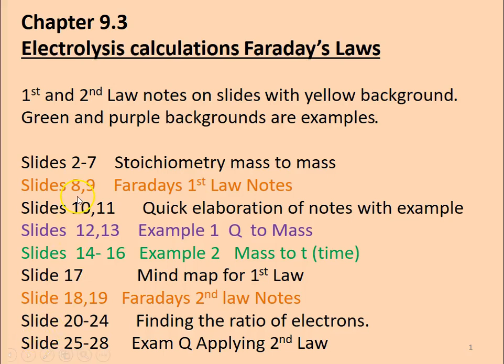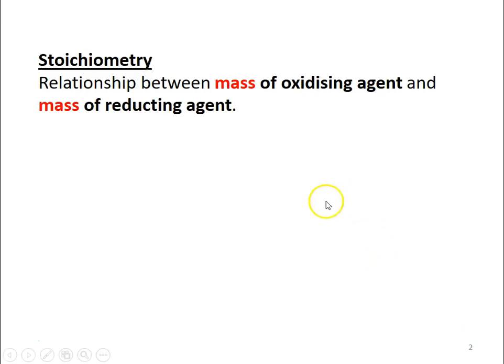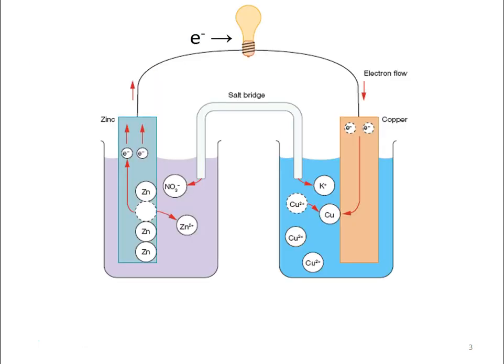This is a video to help you understand how to use Faraday's laws. It's chapter 9.3. These are the slides which are numbered down here, so if you pause it you can see what's on this video. Okay, so we're looking first at the stoichiometry relationship between the mass of the oxidizing agent and the mass of the reducing agent in an electrolytic reaction.